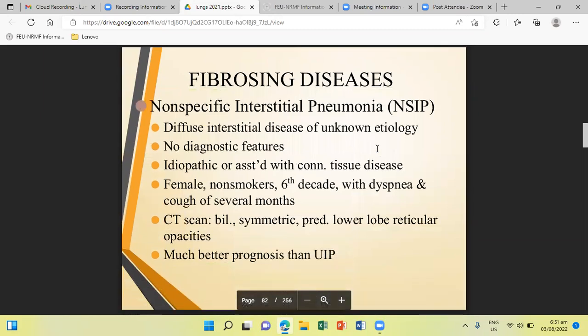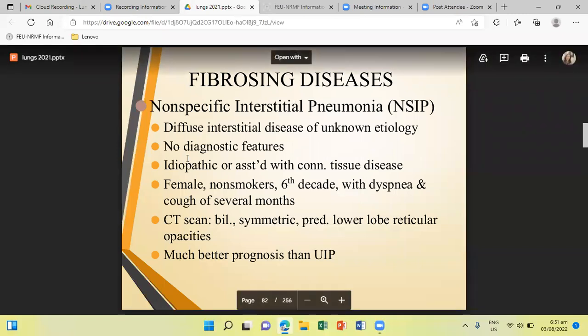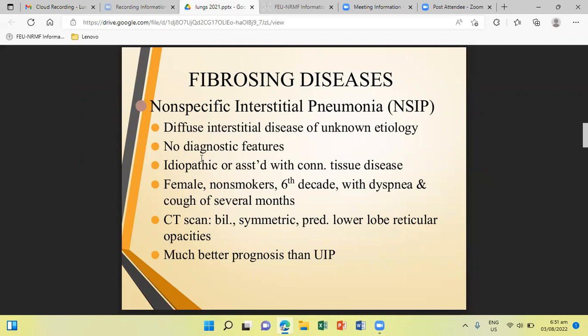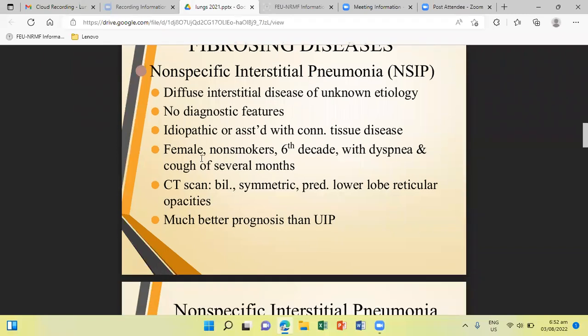The next category is what we call NSIP, or non-specific interstitial pneumonia. The concept of NSIP emerged when it was realized that there is a group of patients with diffuse interstitial lung disease whose lung biopsy lacks the diagnostic features of any of the other well-characterized interstitial diseases. Despite its non-specific name, this entity is important to recognize, since patients have a much better prognosis than those with UIP, or usual interstitial pneumonia. Non-specific interstitial pneumonia may be idiopathic or associated with a connective tissue disease.